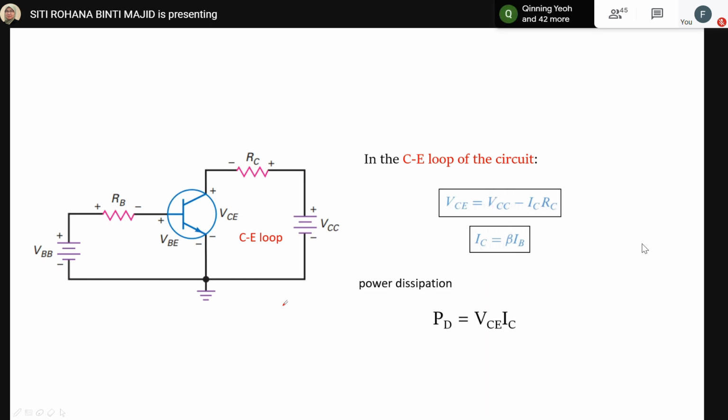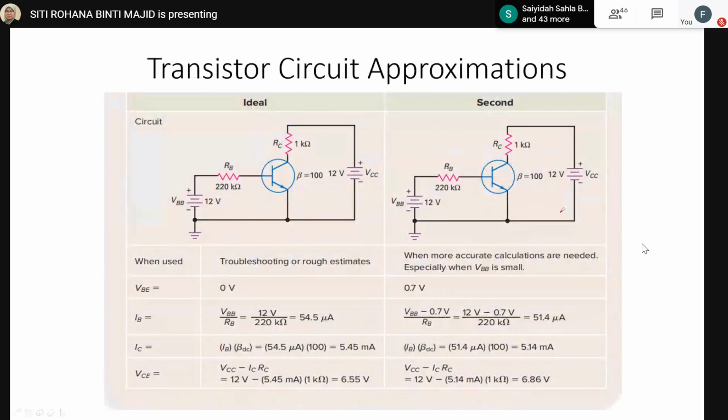So VCE equals VCC minus ICRC. Why? Because this refers to Kirchhoff's voltage law, where we remove the load part. And at the same time, IC will be beta IB, and again PD, which is power, equals VCE IC, as I mentioned before.